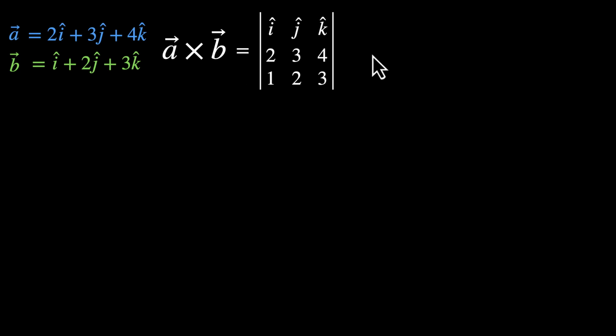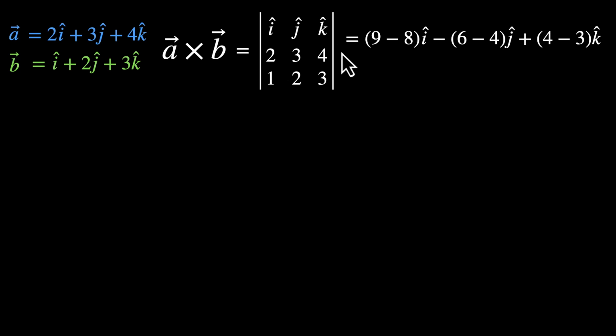So let's find it. Let's open it from the first row. i cap times 9 minus 8, minus j cap times 6 minus 4, plus k cap times 4 minus 3. So this is i cap minus 2j cap plus k cap. This is the cross product of A and B. This vector is going to be perpendicular to both A and B. Now where did this come from?